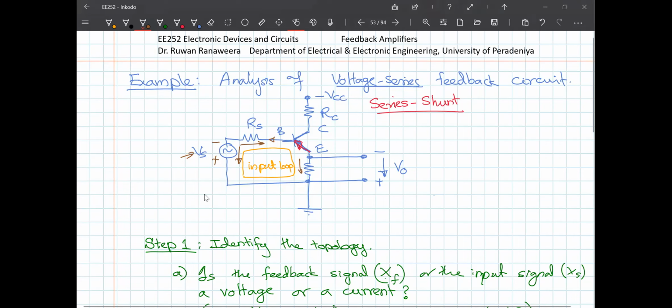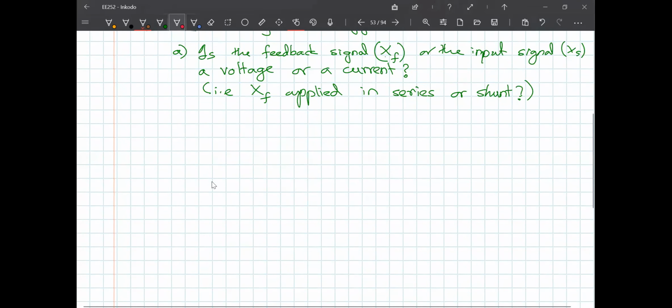So what is the VF? This is the VF. That's my VF. Therefore I can write XF is the VF across RE, the emitter resistance. So this is in series, so this should be voltage feedback.